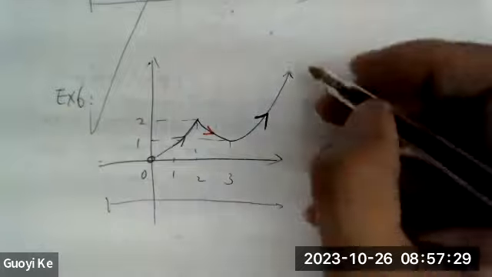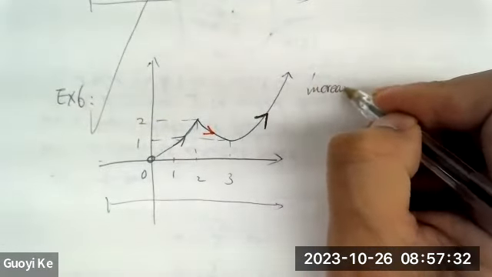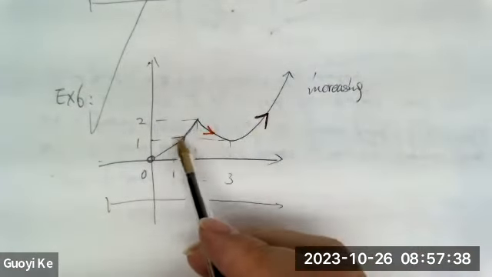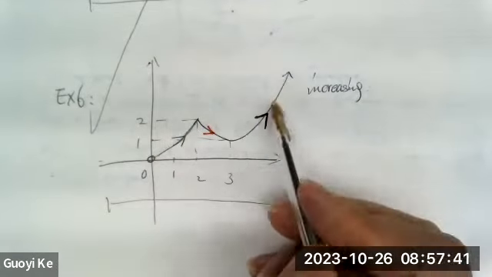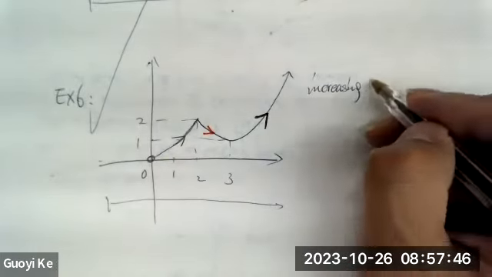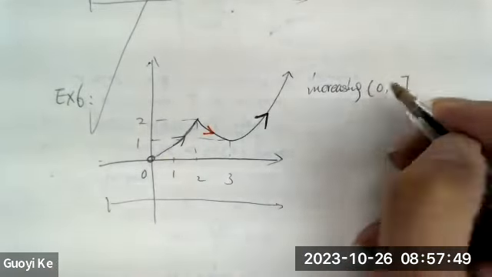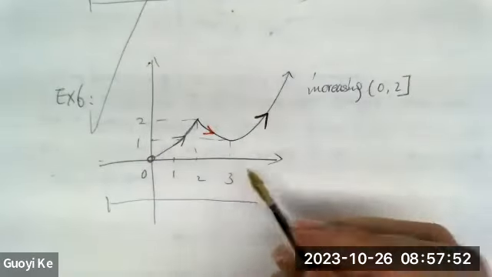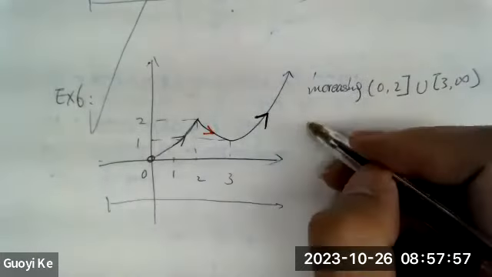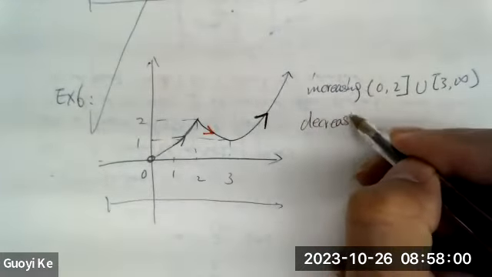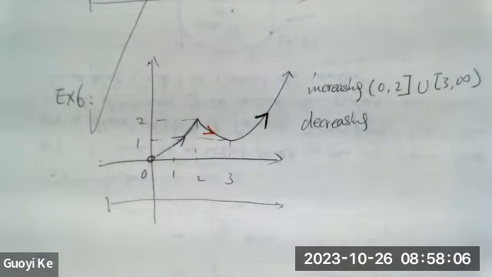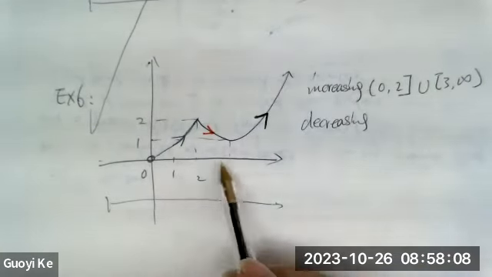Now increasing, we need to find the up arrow, right? This part and this part, two parts. Here from 0 to 2, and this part from 3 to infinity. And decreasing is from here to here. We need to find the down arrow, from 2 to 3.